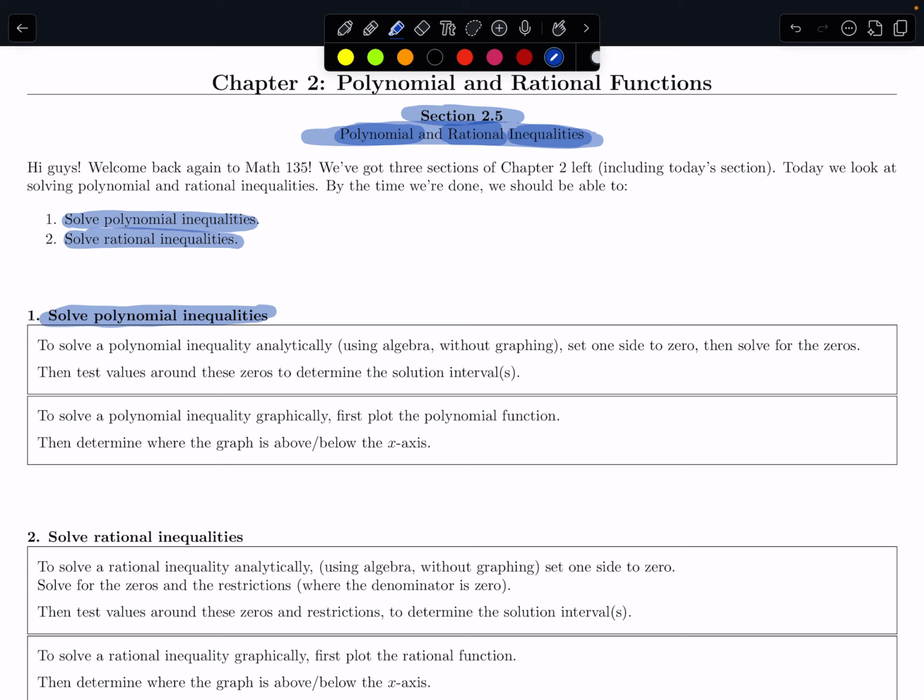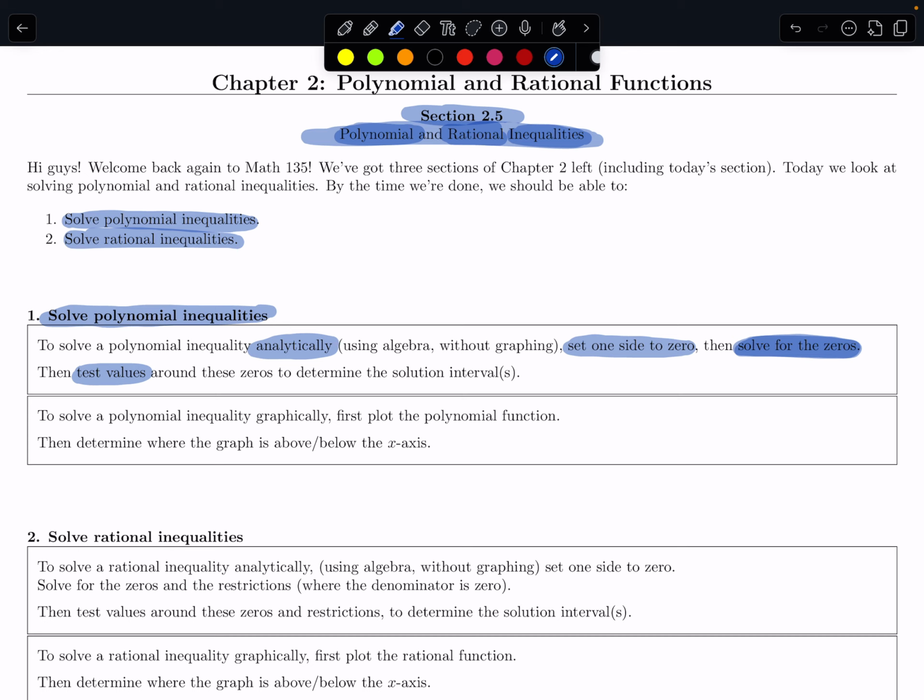To solve a polynomial inequality analytically just means without actually having to graph the thing physically, then what we do is first set one side equal to 0, and then we solve for the zeros. And we've done that before with polynomials. Remember finding the zeros or x-intercepts of the polynomial, right? So find the zeros, and then what you do is you check test values. So in other words, you plug in values that are to the left or right of those zeros to determine whether you're above or below. And if you think about your inequality as compared to 0, if it's either going to be greater than or equal to 0 or less than or equal to 0, those test values are going to tell you, are you above 0 or below 0?